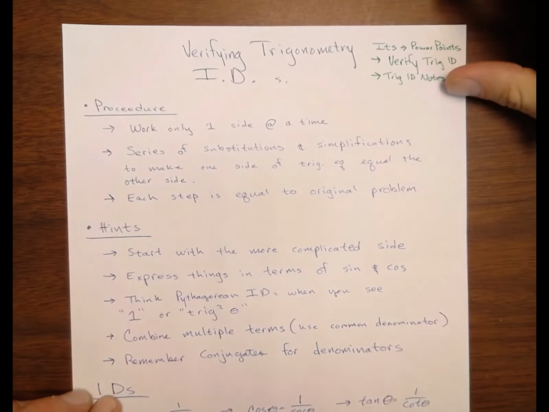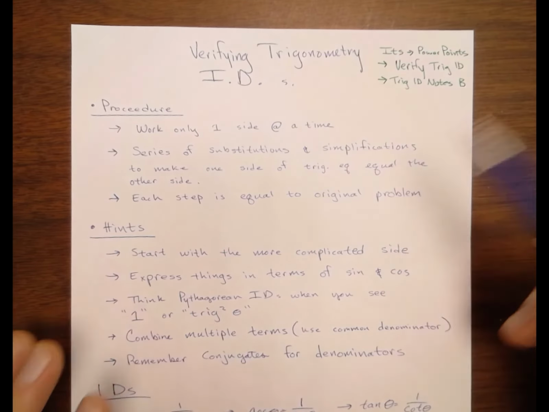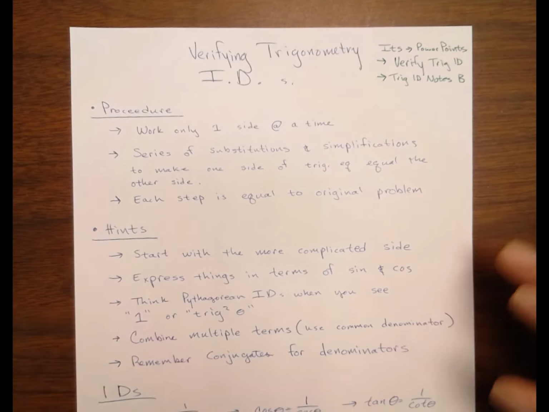Okay. So quickly to remind you guys, verifying trig IDs is basically a proof to show an equation is true. As a procedure, we are given an equation with two sides, and they will look different in the beginning, and your key is to get the left side to exactly equal the right side.